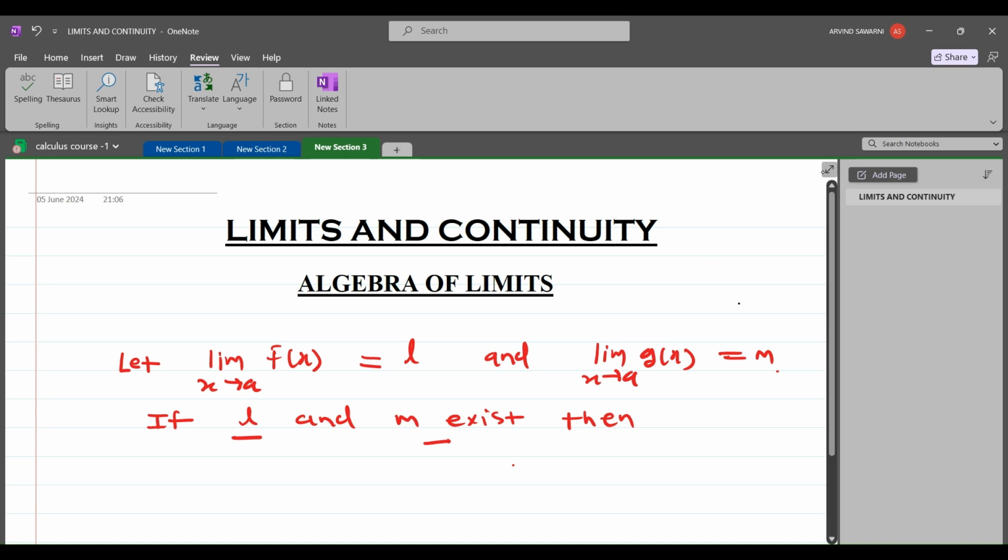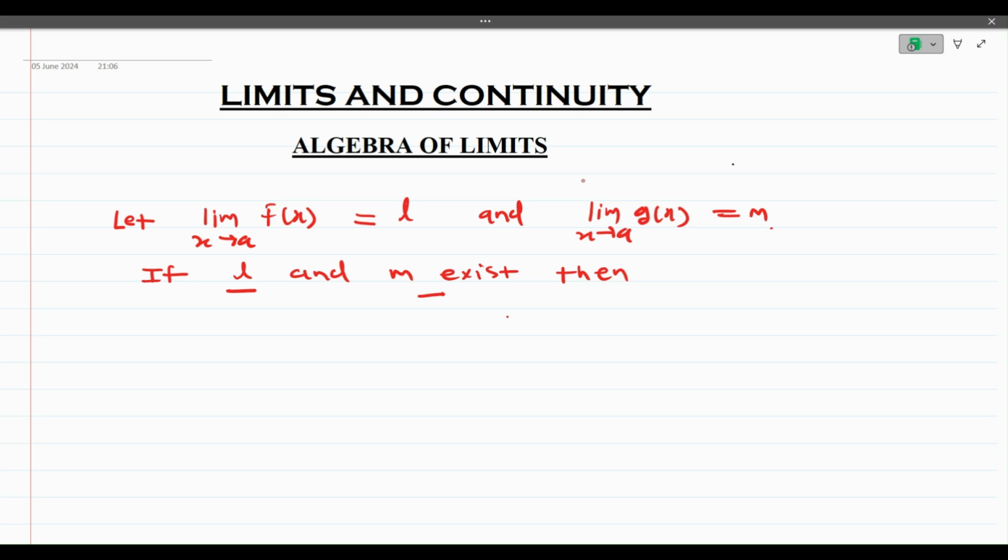Hello, so in this lecture, we're going to study the algebra of limits. Suppose we have two functions, f of x and g of x. The limit of f of x as x tends to a is L, and the limit of g of x as x tends to a is M. Both L and M exist. Then rule number one.